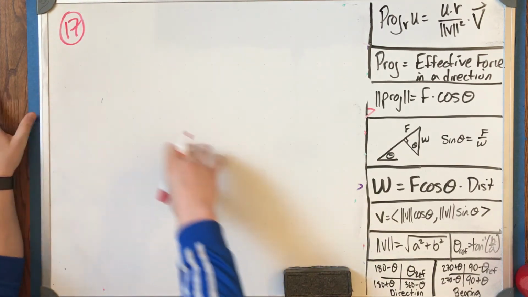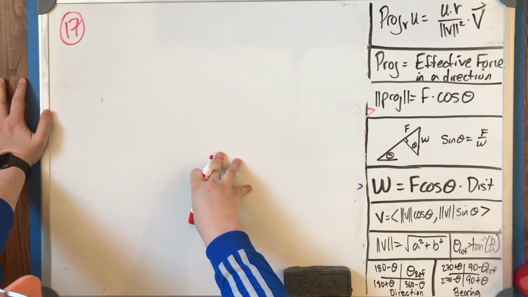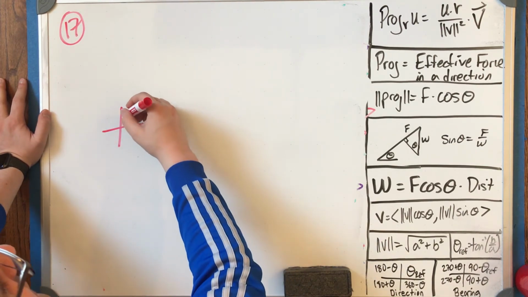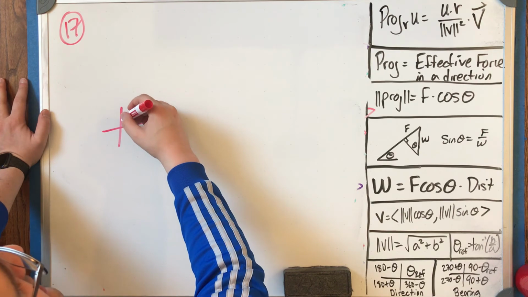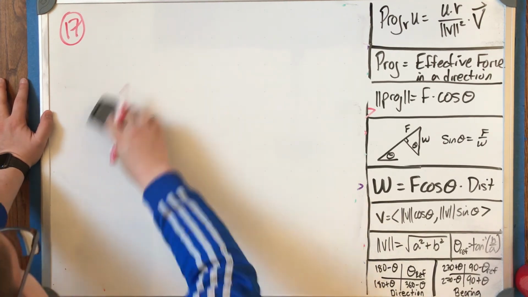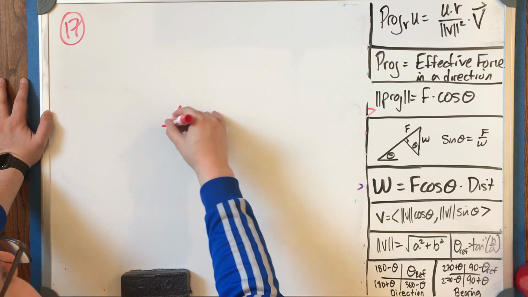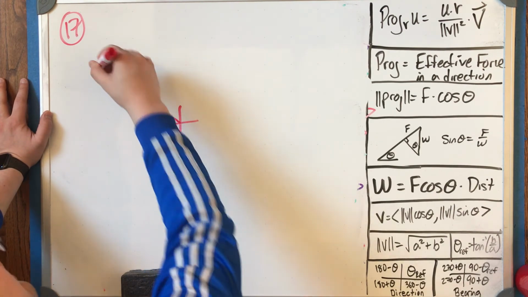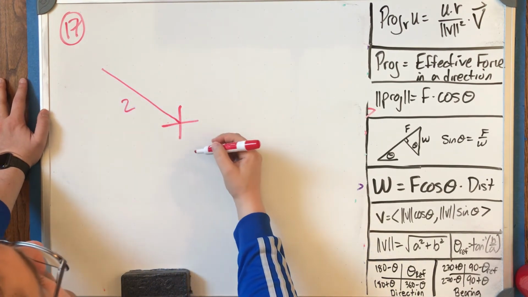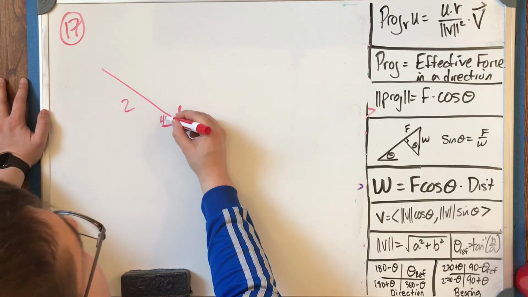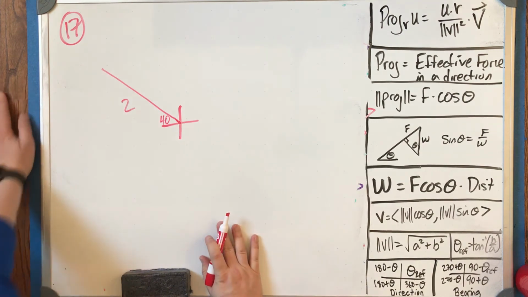$17. Travels 2 miles, bearing of 310. Okay, so let's see, a bearing of 310. I started that in a bad place. So this would be 90, 180, 270, so 310 is going to be somewhere right here, so that's going to be 2 miles. We went 310, so that's 40 past the 270.